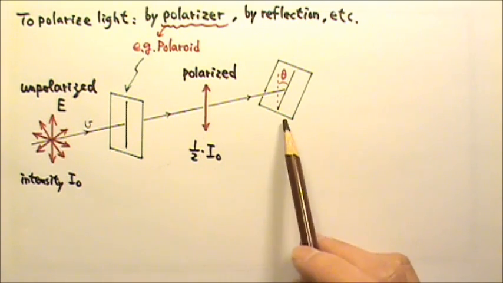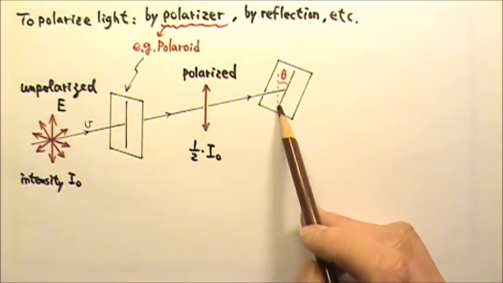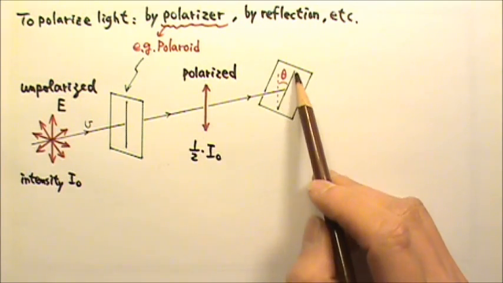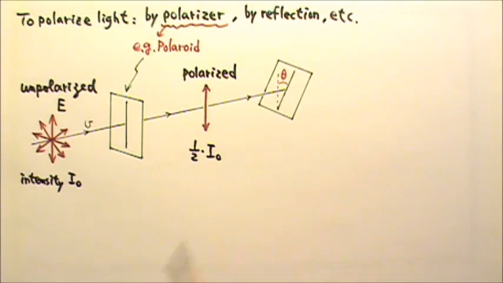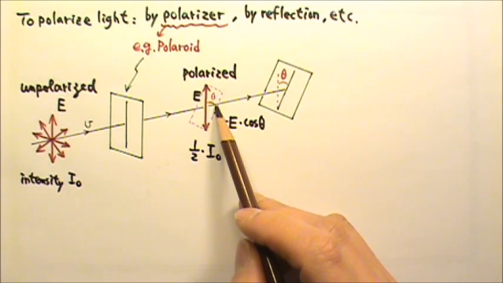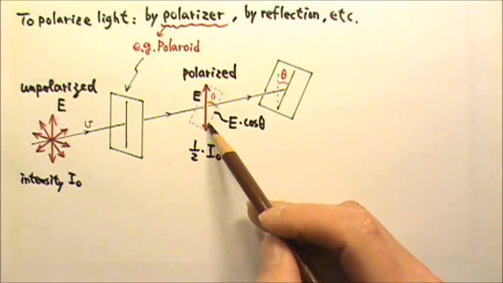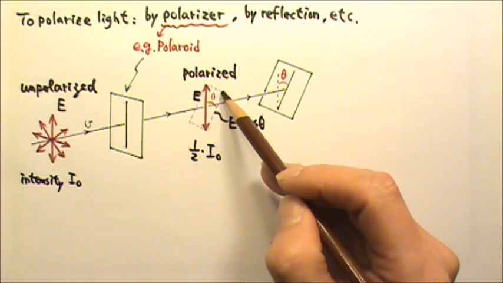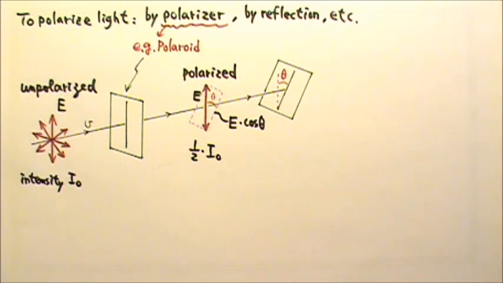Let's say that the second polarizer has an angle theta to the polarization direction. So only this component of the electric field can go through. To find the component that goes through, we can draw a rectangle like this. This angle here is theta, and the component we want is the adjacent side to the angle. So if this electric field is E, then the component we want is E times cosine theta.